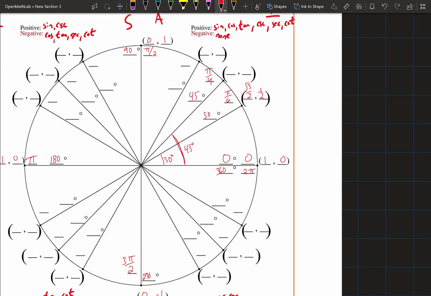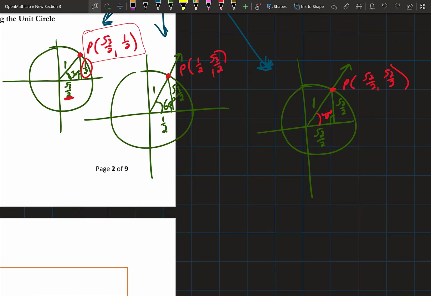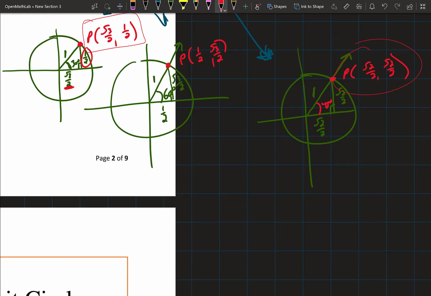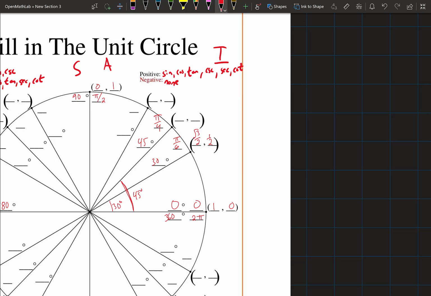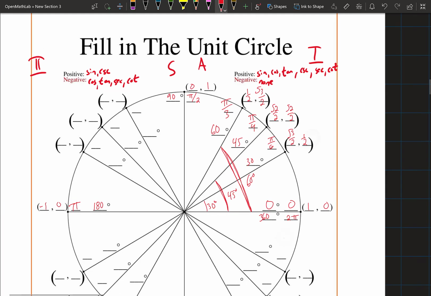So the x and y coordinate for that point would be looking at this guy here, which is radical 2 over 2, radical 2 over 2, right? And then the next angle that could be here, this would be 60 degrees, which corresponds with pi over 3 radians. And the coordinates for that were 1/2 and radical 3 over 2.